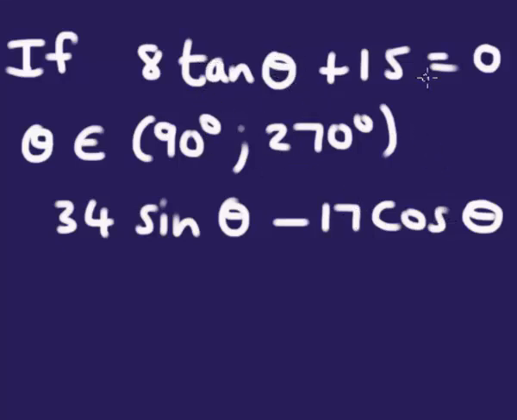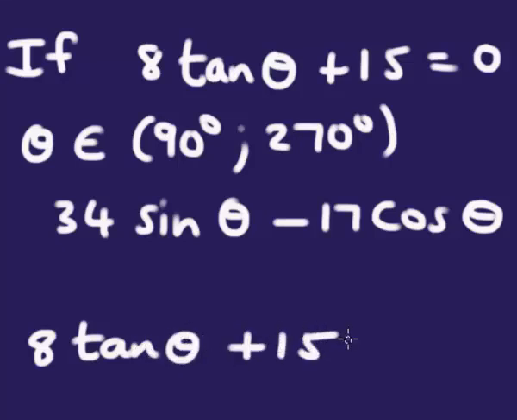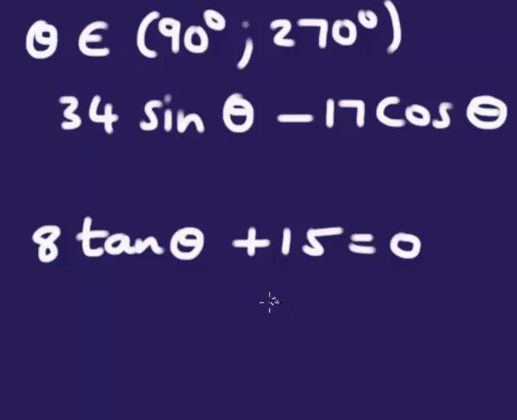The first thing is we've got this equation. We need to create a trig fraction. Then we have a restriction. We need to find out where we are. So let's start off by dealing with the 8 tan theta plus 15 is equal to naught. We're going to create a fraction out of this first.